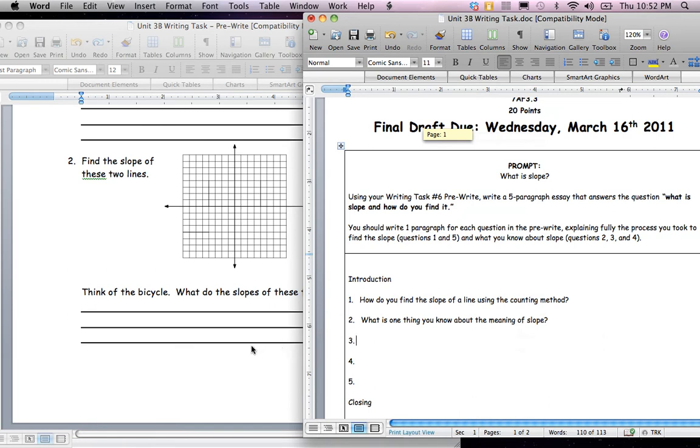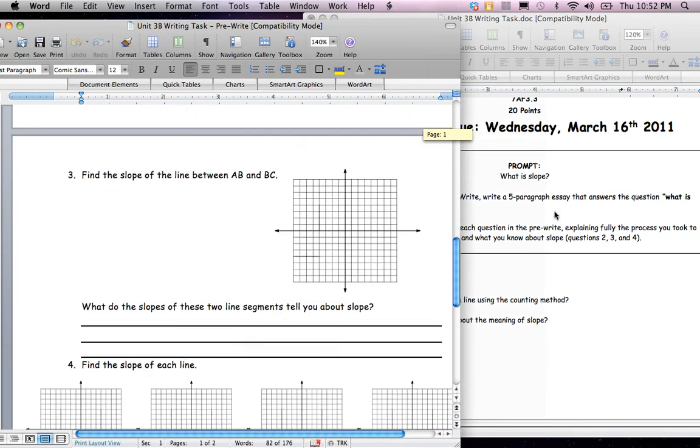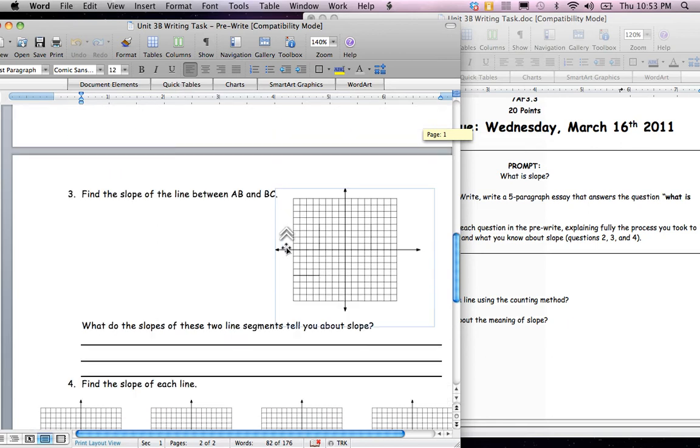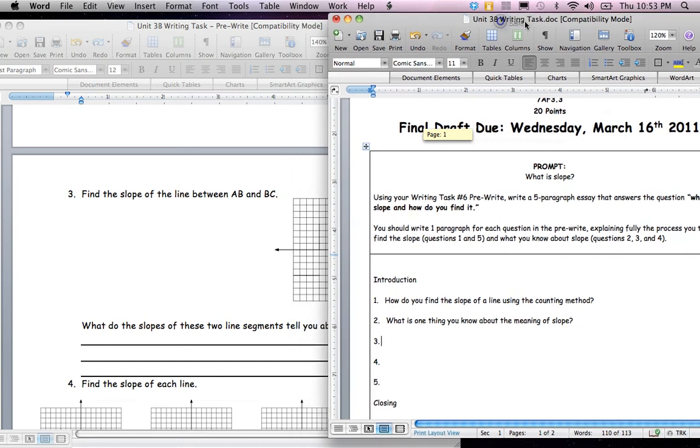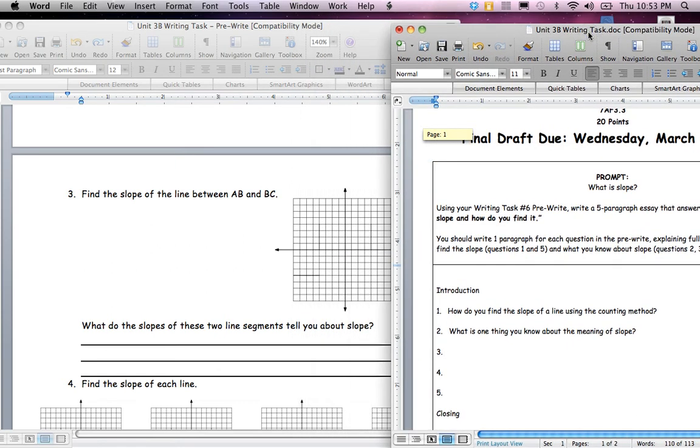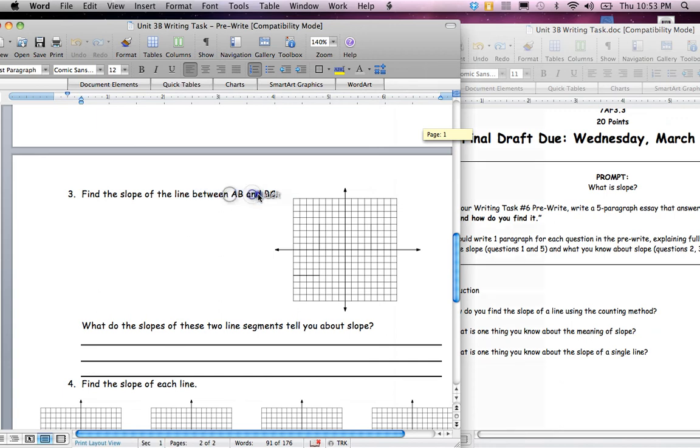The third question should correspond to this third question here, which asks you to find the slope of the line that you saw between points AB and points BC. And there's something I wanted you to understand by finding the slope of the same line. And so the question you should be able to answer in paragraph 3 is, what is one thing you know about the slope of a single line? That's something you should be able to figure out based on what you found out between the slope of AB and the slope of BC.